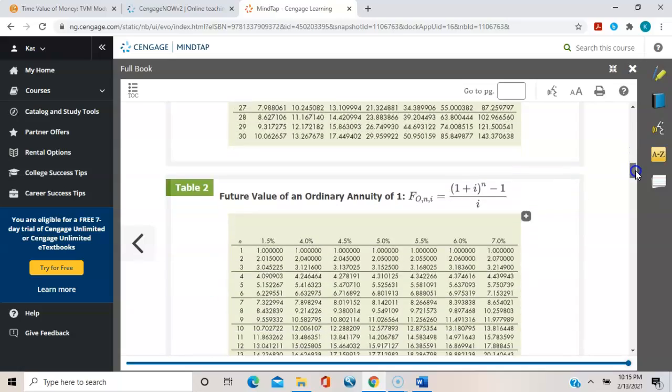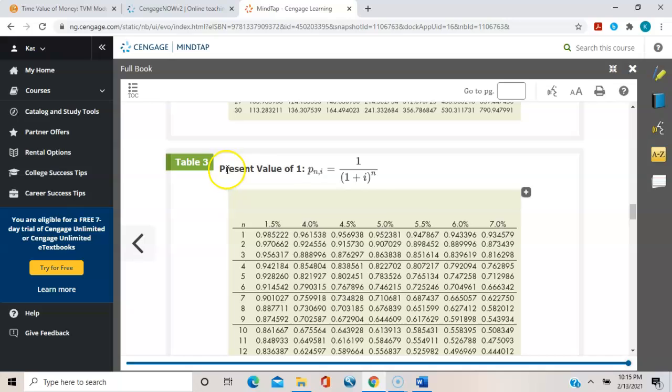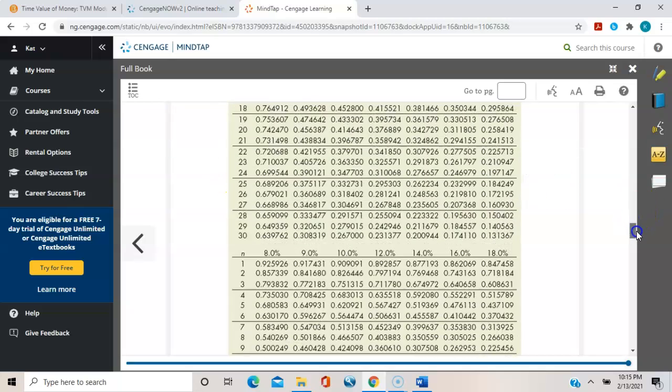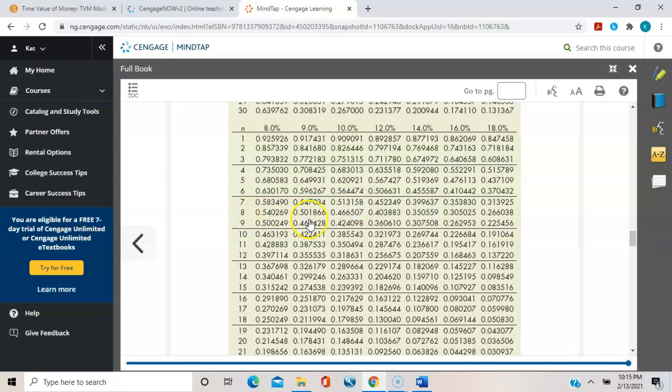Then I realized that I was still in table 1. I need table 3, present value of 1. Then I'm going to go down to the 8 and go across. I'm going to add what's in the 10% column, 0.466507, to what's in the 12% column, which is 0.403883, and then divide that result by 2 to get the halfway point. So that's 0.4352.